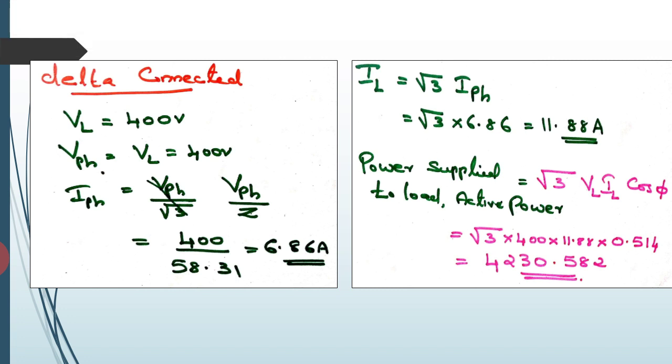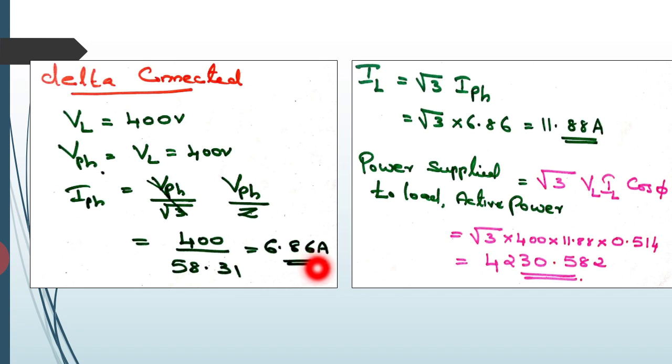Then next, delta connected system. While you are going to the delta connected system, you want to consider this as another case, where only V line equal to 400 is given in the question. Again, each data has to be considered separately for delta connection. That is, for delta connection we know that V phase is equal to V line equal to 400. So, here the V phase value has changed to 400 volts. So, I phase value will change as V phase by Z equal to 400 by 58.31, that is 6.86 ampere.